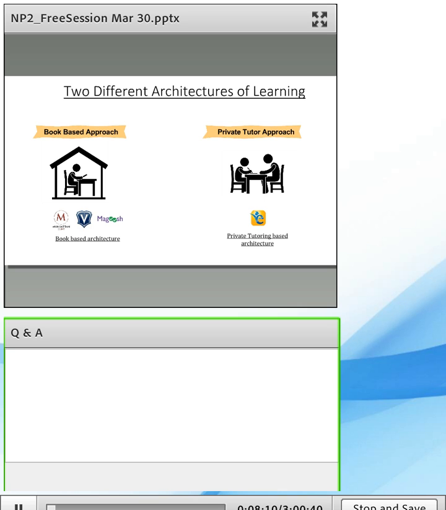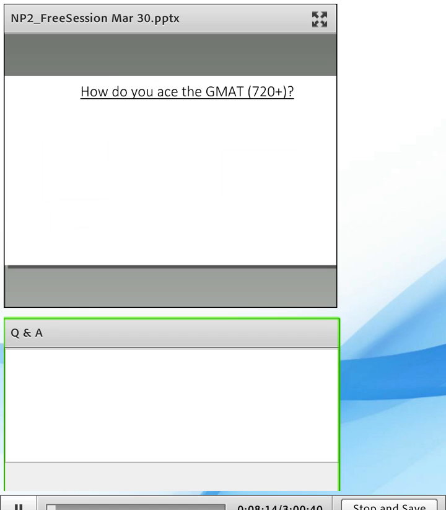To really see why one architecture makes a student more successful than the other, let's look at how you go about acing the GMAT in an efficient manner. Let's say we take an example of someone who wants to go from a 600 to a 720 score. If you want to do that, there are a few steps you need to follow. The first thing is you need to visualize how you're going to get to that 720 score. What milestones are you going to hit so that you can get to that score efficiently?